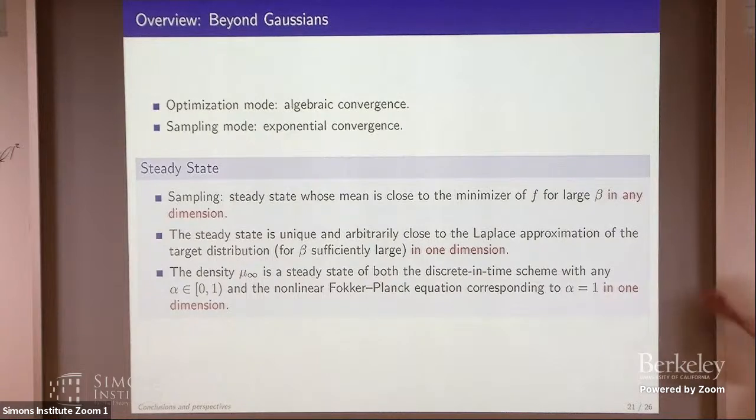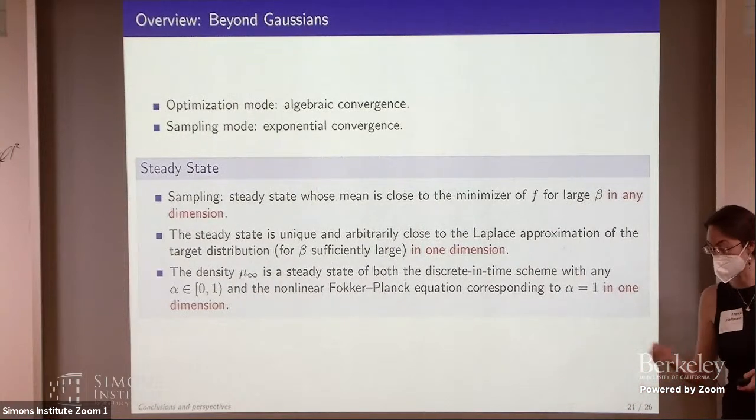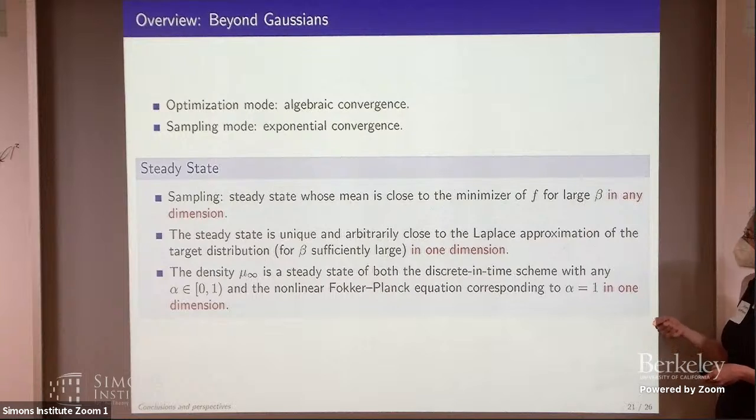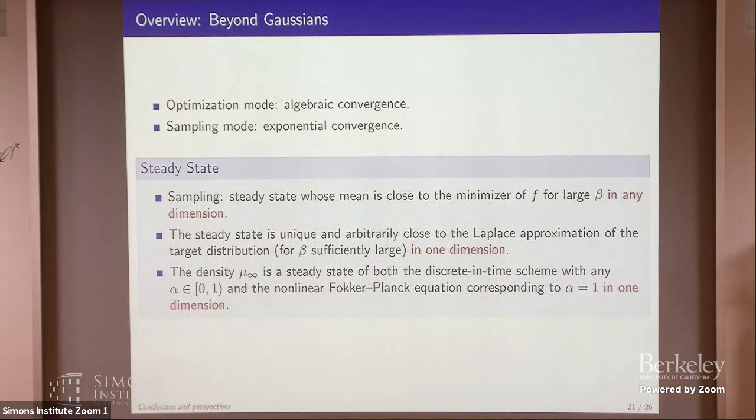Okay, so some comments on steady states. What this method gives you is basically a steady state whose mean is close to the minimizer of f. For beta going to infinity, it converges to the minimizer of f. And this is actually true in any dimension. Here we have 1 over beta rates in any dimension. Now the other statements are just in one dimension.